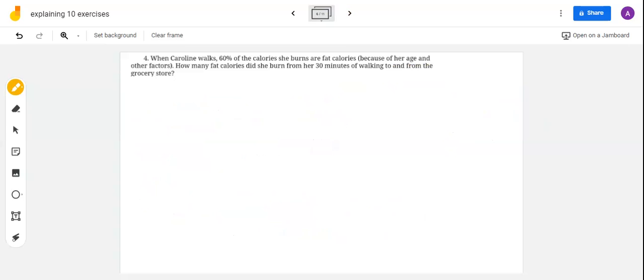Yeah. So here we have question 4. When Caroline walks, 60% of the calories she burns are fat calories because of her age and other factors. How many fat calories did she burn from her 30 minutes of walking to and from the grocery store? So right off the bat, we can kind of see what they're asking. They said 60% of her calories burned are fat calories. So 60% is a key number there. And then they want to know how many fat calories she burned from her 30 minutes of walking, right?